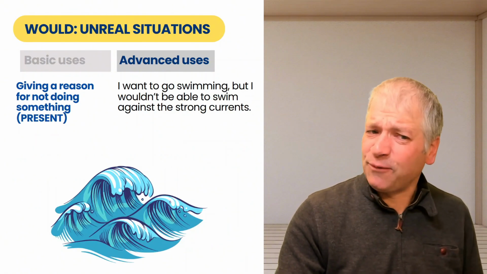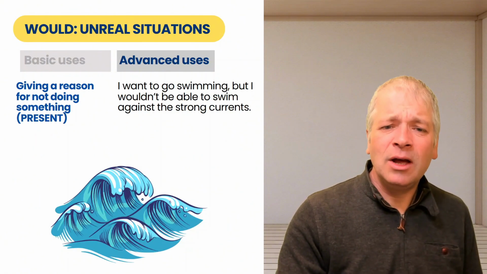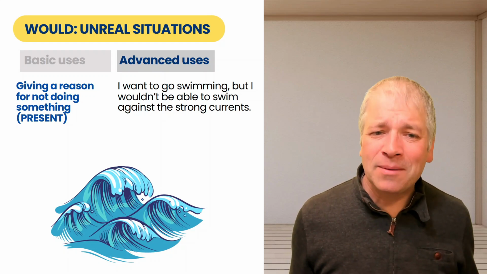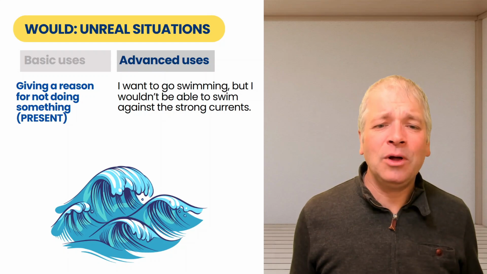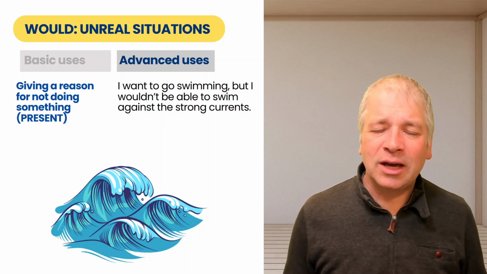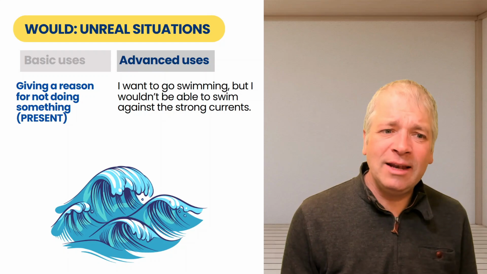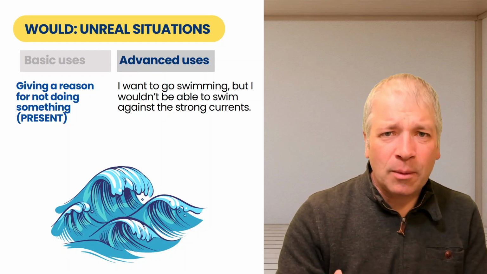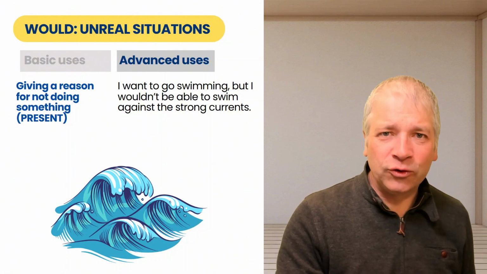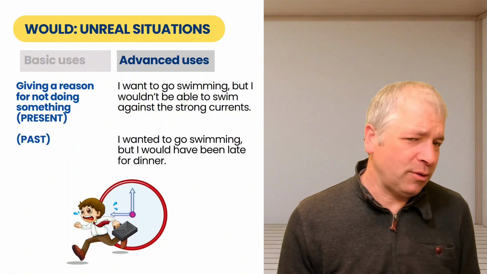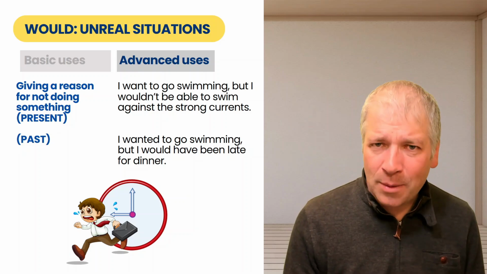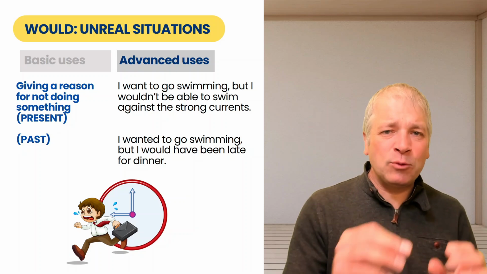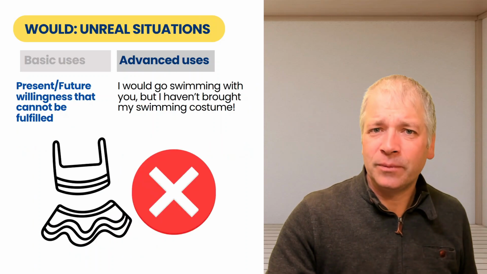If you're giving a reason for doing something in the present, then you can use would again like this. I want to go swimming, but I wouldn't be able to swim against the strong currents. So wouldn't here indicates the reason why I can't do something that otherwise I would. And in the past, we'd say it like this. I wanted to go swimming, but I would have been late for dinner. So here the past form again is made with would, have and past participle.